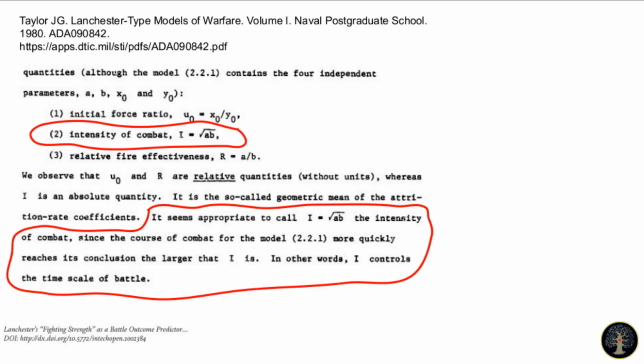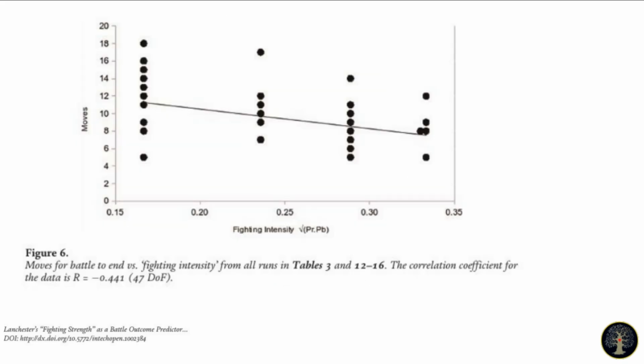Taylor introduced the concept of combat or fighting intensity, which is the root of the product of fighting efficiencies for red and blue in the combat. It is expected that the higher the fighting intensity, the shorter the duration of the battle as casualties accrue more quickly. Taking all the battles in the study and plotting the fighting intensity at the first point of contact for fire exchange in the battles against the number of moves that the battle lasted gives an inverse relationship as expected. Increasing the fighting intensity decreases the number of moves that the battle lasts. The slope in the relationship shown is significant at 99% confidence.